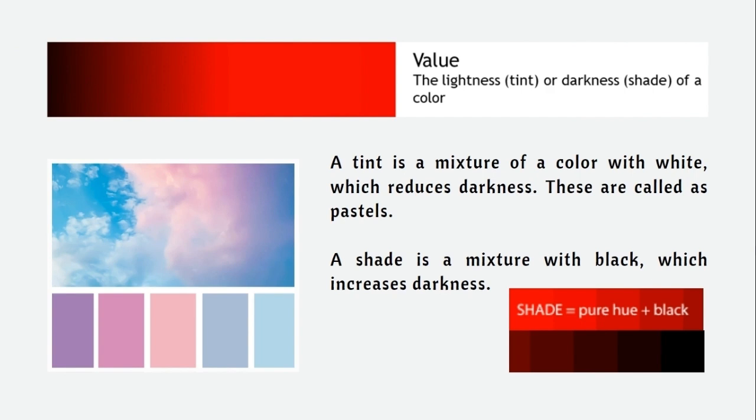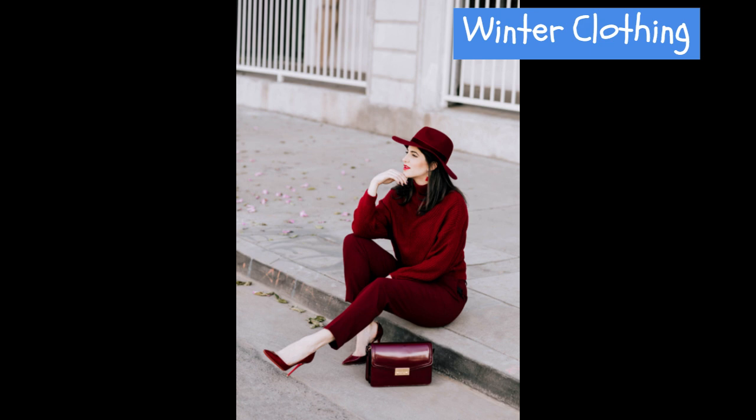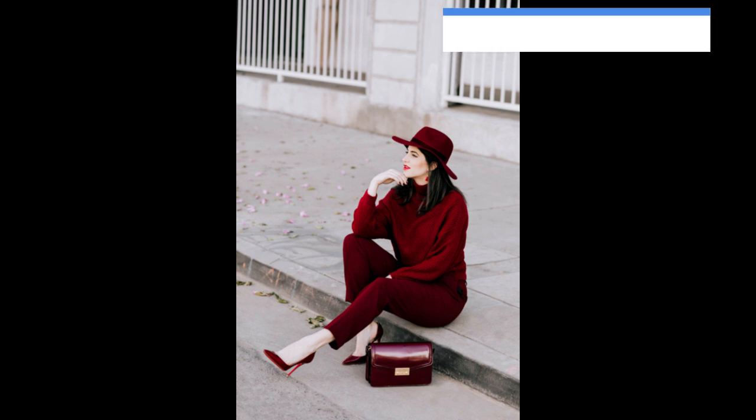Pastels are light colors, tints which are created by adding white to a color. These colors are specially suited for spring-summer collections. Shades of a color are created by adding black to a color. Darker shades are suited for winter collections.